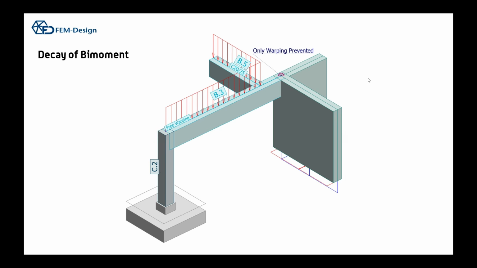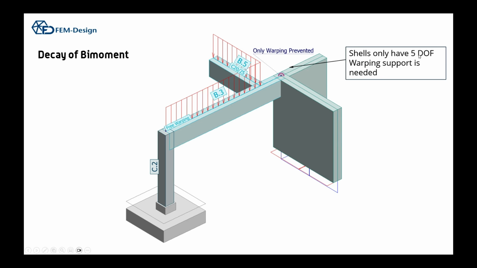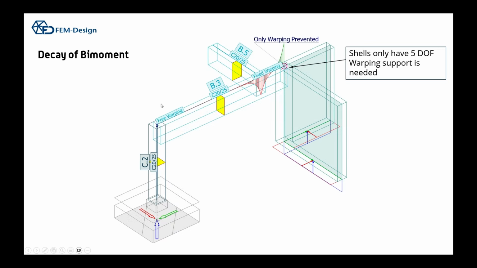And maybe we take a more practical example. So there's a concrete beam model attached to a shell model. And because the shell models only have 5 degrees of freedom, we need warping support in here. And let's see what happens. So there's a concrete cantilever here, and we can see that there's significant bi-moments in the model, because we have a warping support here, and then we have a torsion in this section. So there's local bi-moments happening in the concrete.